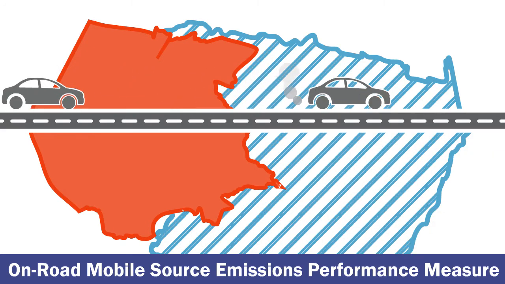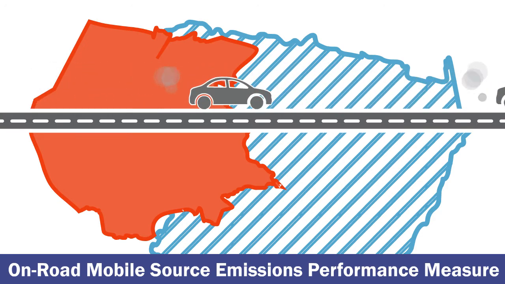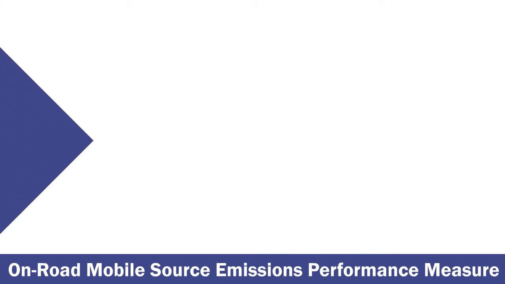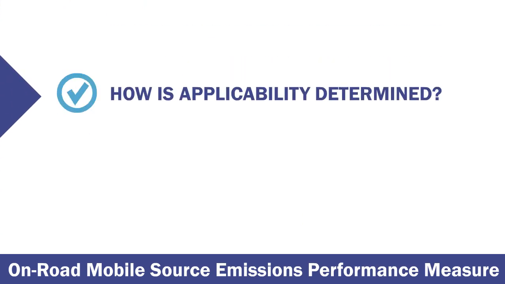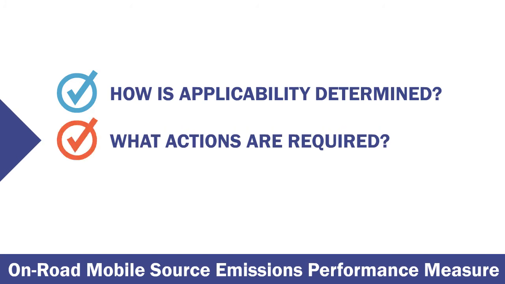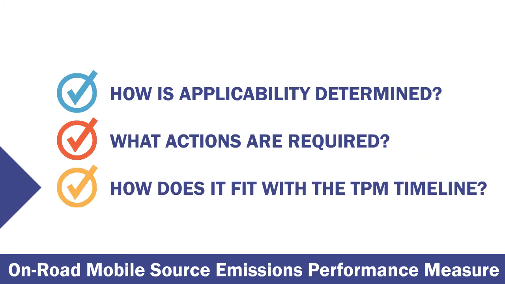To address the applicability determination for the on-road mobile source emissions performance measure, we'll provide answers to these questions. How is applicability determined for the on-road mobile source emissions measure for state DOTs and MPOs? What actions are required from state DOTs and MPOs if the emissions performance measure applies? And how does the determination fit with planning and the Transportation Performance Management (TPM) timeline for state DOTs and MPOs?